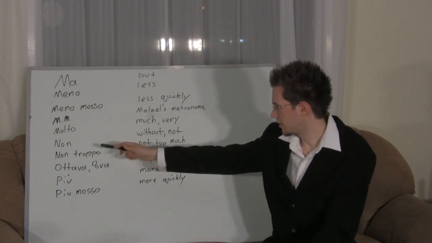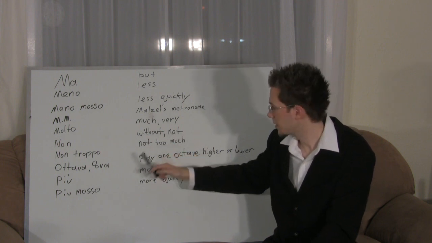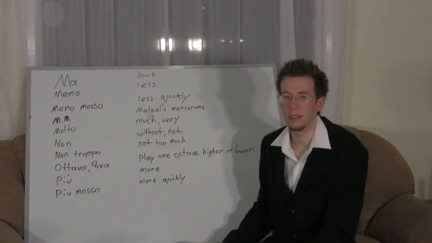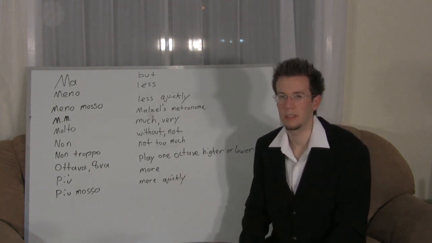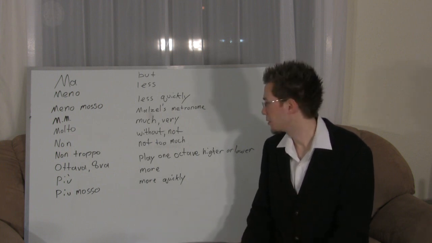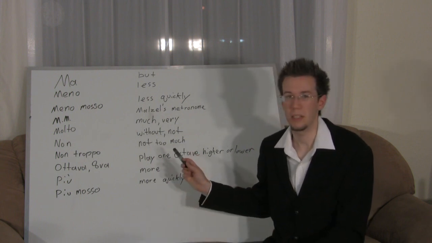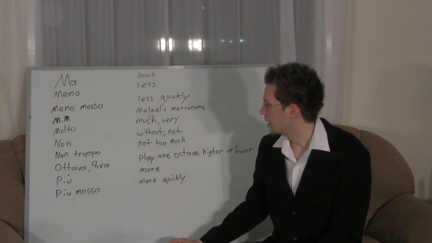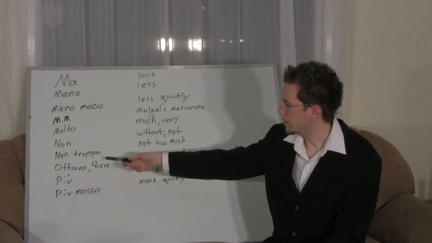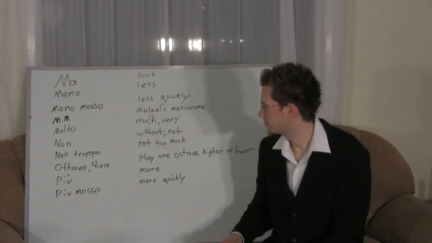Now, non, N-O-N, means without or not. Again, sentence word. So non troppo, not too much. That could go with something else or be itself, I don't know. Depends on the context, right? So those are kind of hard to explain because they're just like sentence words. So they pretty much mean what they mean. That's it. Non troppo, troppo spelled T-R-O-P-P-O.